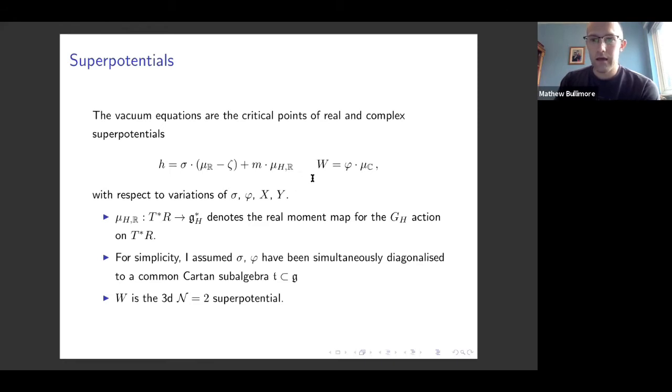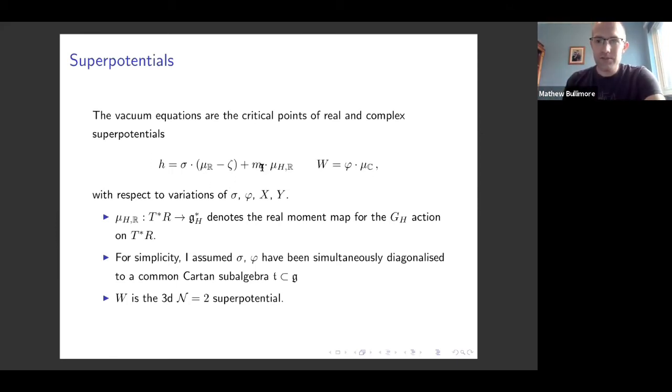Okay. For those of you that know supersymmetry, W is nothing but the 3D N=2 superpotential. So if you were to take your 3D N=4 theory and just view it as a 3D N=2 theory, then W would be the ordinary superpotential that would appear in that theory. H is something else.